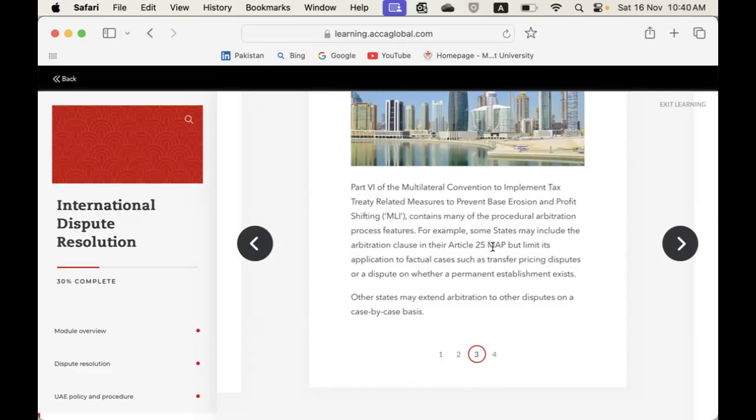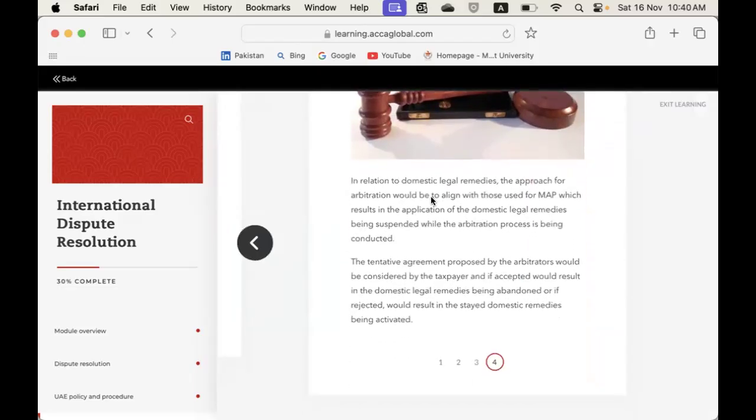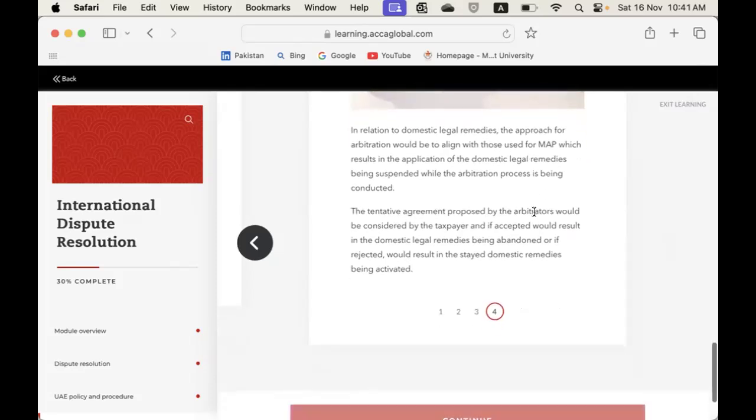Some states may include arbitration clauses in their Article 25 MAP, but their scope can be restricted, for example, to transfer pricing disputes or similar disputes, or sometimes that scope limitation may not exist. Alignment with MAP, mutual agreement procedures. In relation to domestic legal remedies, the approach for arbitration would be to align with those used for MAP, which result in the application of the domestic legal remedies. So, in simpler words, the approach to arbitration for these kinds of tax disputes would need to be aligned with the domestic legal remedies being suspended.